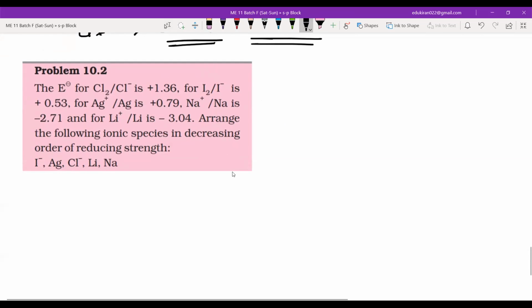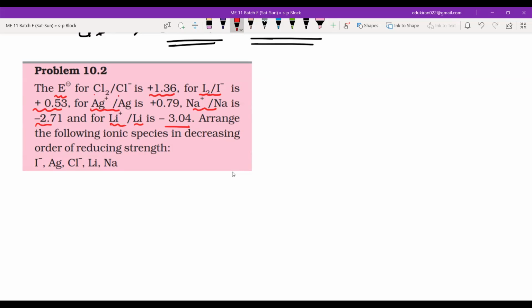There are many signs that you don't understand right now. Here you have E negative sign something. Then you have Cl2 to Cl negative, then some plus something. Then you have this notation I2 to I negative, then plus something. Then you have Ag positive and sodium positive to sodium, and lithium positive to lithium. Some data is given to you.